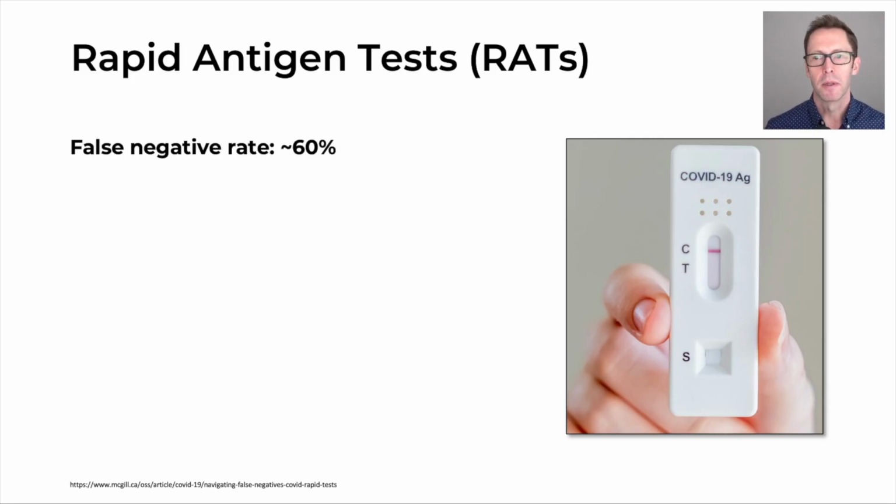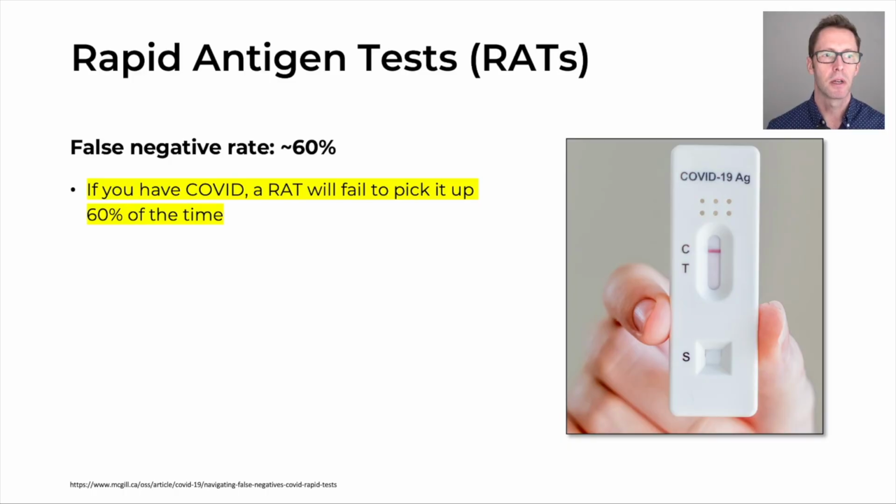One really fundamental challenge with RATs is that currently we're seeing a false negative rate of around 60%. So what that means is that if someone has COVID and they do a RAT, the odds are that the RAT will fail to pick up a COVID infection 60% of the time. So that's a massive false negative rate. Doesn't mean that RATs aren't useful.